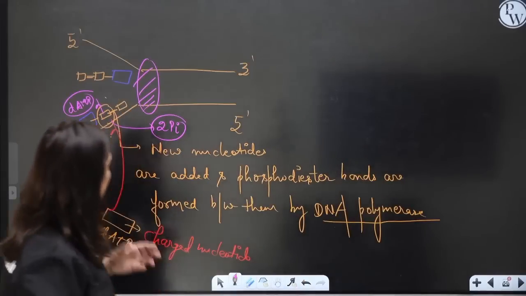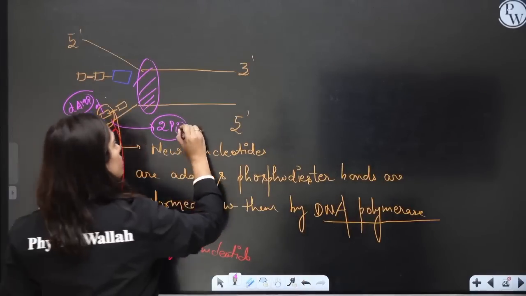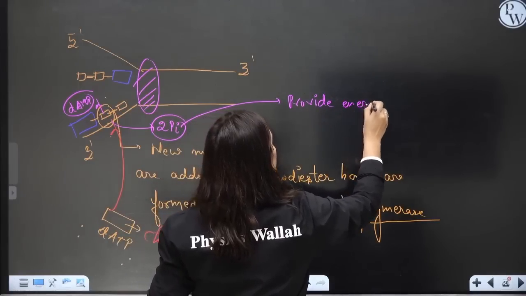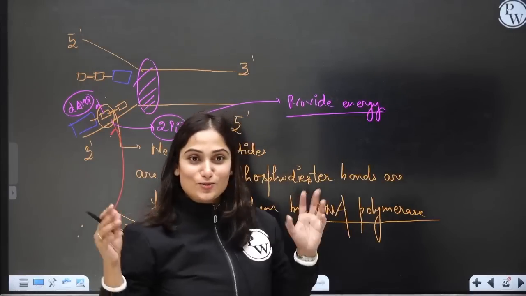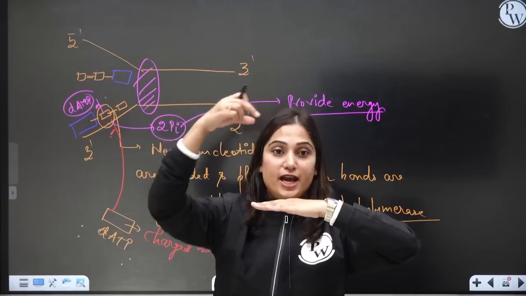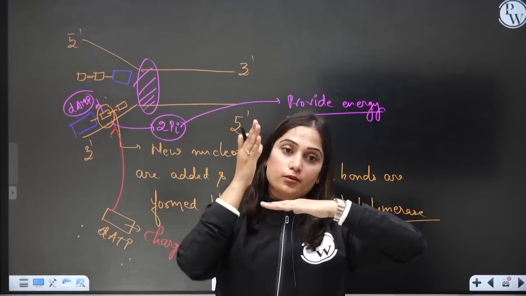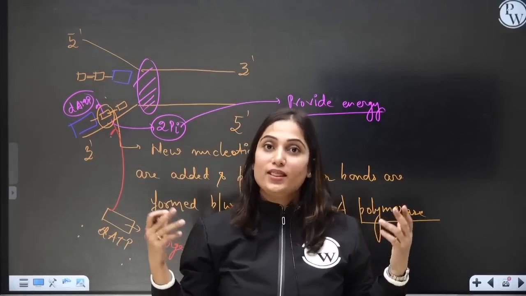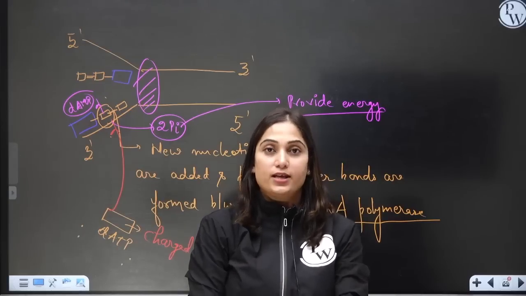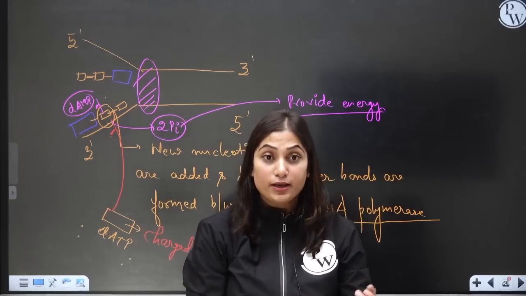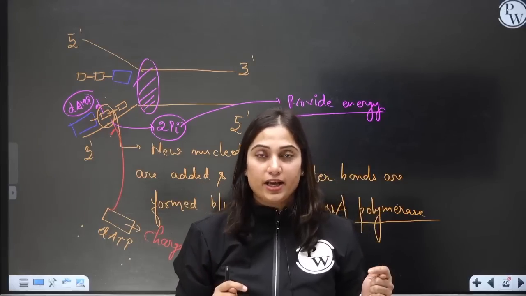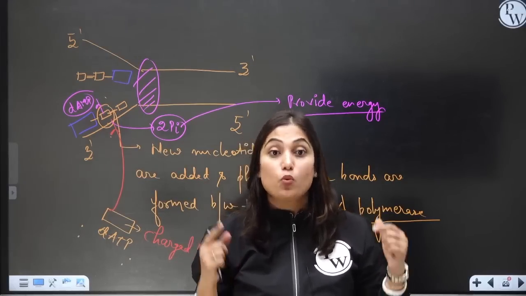So what is happening over here? These two phosphates provide energy. So this process will go on. On the RNA primer, the DNA polymerase will go on attaching new nucleotides and forming the phosphodiester bonds in between them. And during this process, the charged nucleotides act as substrate as well as the source of energy. And this process will go on. But remember that DNA polymerase can do this only in one direction, and that is 5' to 3'. Let's understand that.